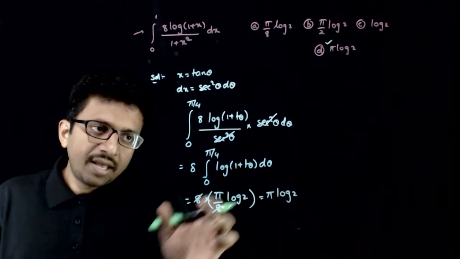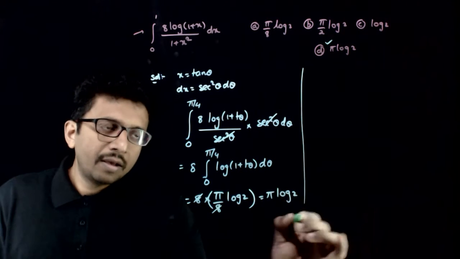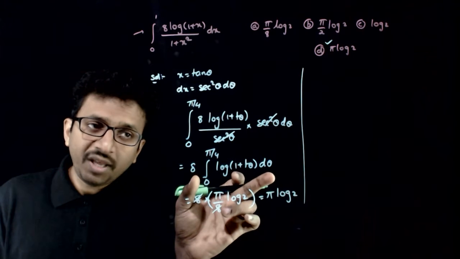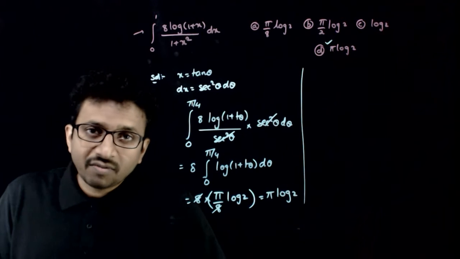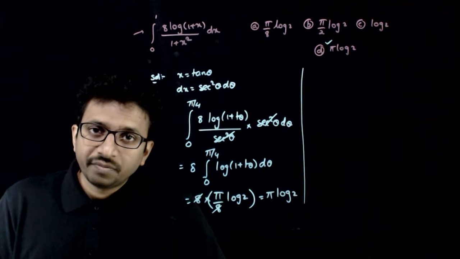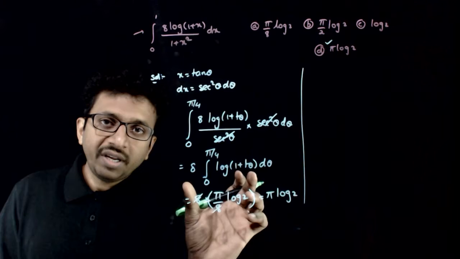For completion's sake, I'll do this derivation, but in the exam, you should be able to remember this. The integral from 0 to π/4 of log(1 + tan θ) dθ is always equal to π/8 log 2. So how do we derive this?